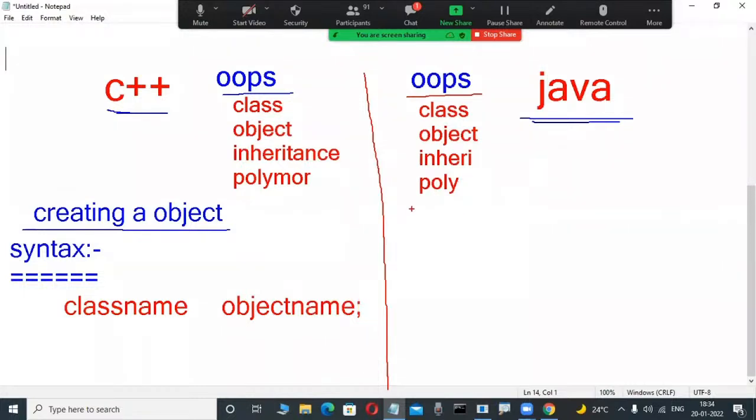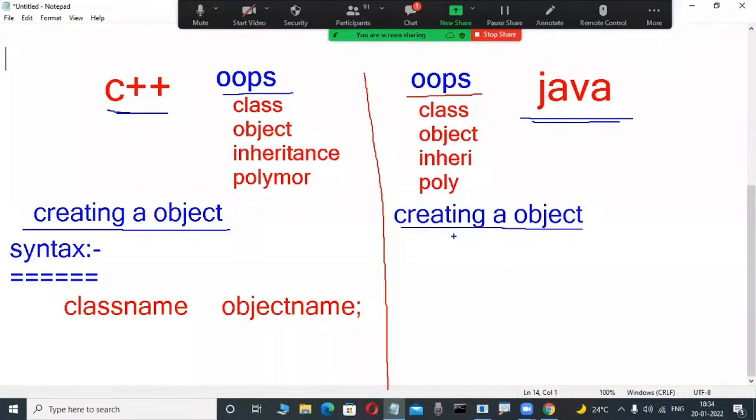Suppose the same creation of an object is there in Java also. Now observe here. Suppose we want to create an object from a class, don't worry what that is. Just observe here, creating an object from the class in Java.